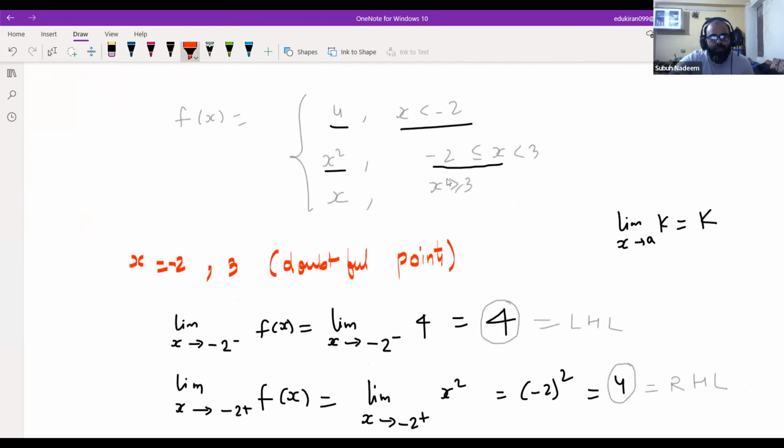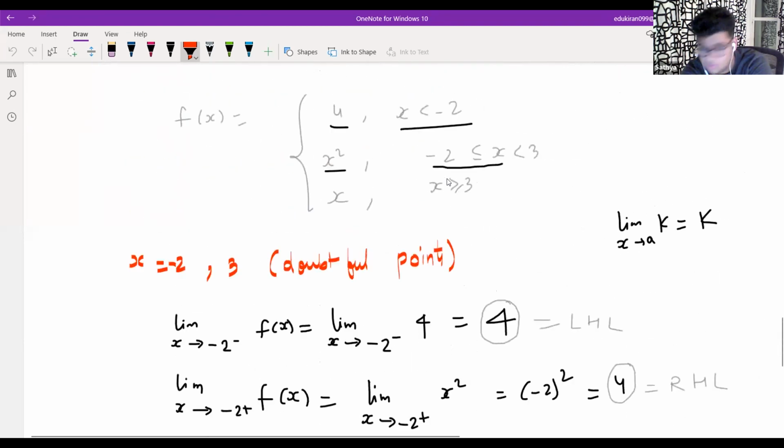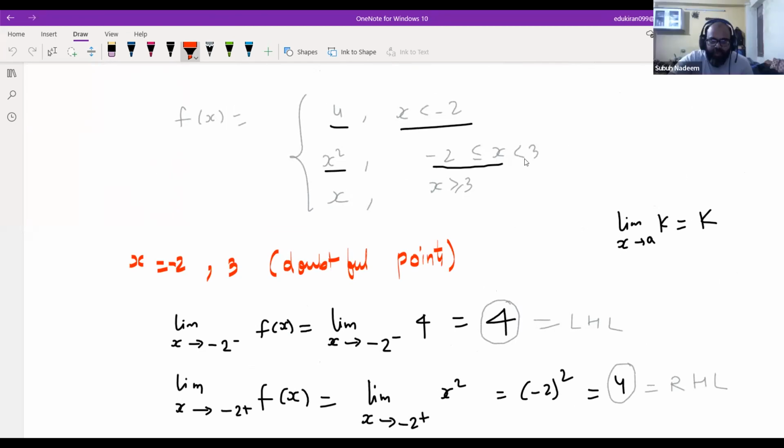Have you got this? Yes, I think I did. So what about x greater than or equal to 3? There we have to check. For -2, it is clear, it is continuous. Now at 3, we have to check. What about the right hand side in the second one, isn't it smaller than 3? Yes, smaller than 3 is the left hand limit of 3. That we will do.